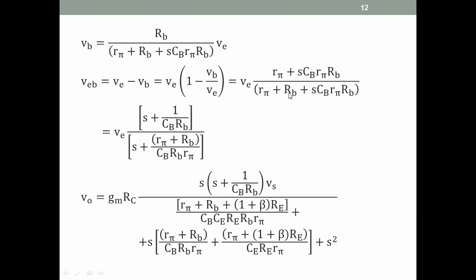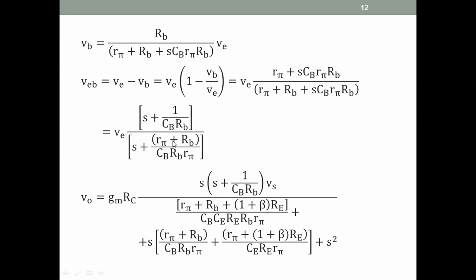And then we take out a CB R pi RB from here. So the S remains and the CB R pi RB comes out. And so this will be S plus R pi by CB R pi RB. So that R pi cancels and we get this. In the denominator also the same is there, CB R pi RB. So we take it out and we get this. So VEB is equal to VE into a ratio of 2 terms.